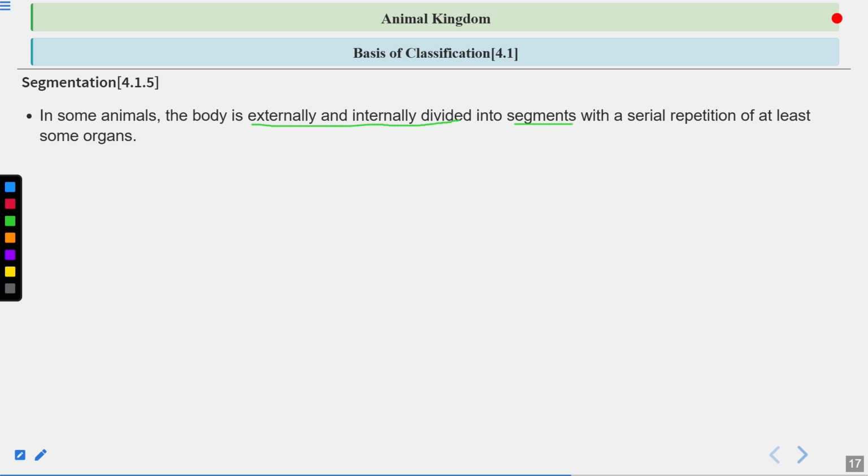But when you cut the organism and look from inside, they are again having the segmentation demarcation from inside also. From outside and from inside, both sides, you can see there is a segmentation line. And in each segment, what you see? Repetition of at least some organs. This is a very, very important feature.